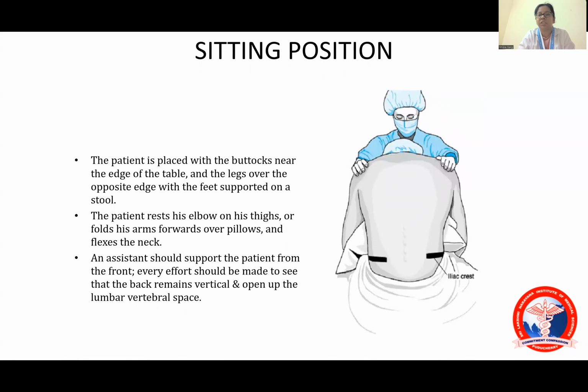First, sitting position, the most commonly used position. How is it achieved? The patient is placed with the buttocks near the edge of the table, legs over the opposite edge, and the feet have to be supported on a stool. The patient can rest his elbows on his thighs, or he can fold his arms forward over a pillow, and the neck is flexed. An assistant should always support the patient from the front side, as you can see in this picture. Every effort should be made to see that the back is always vertical, and only then will the spaces open properly.